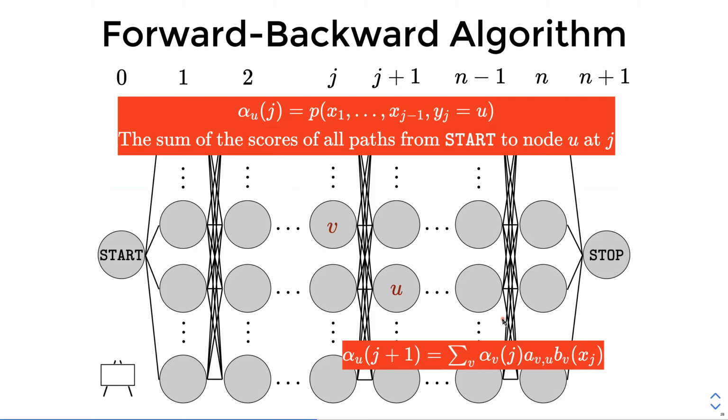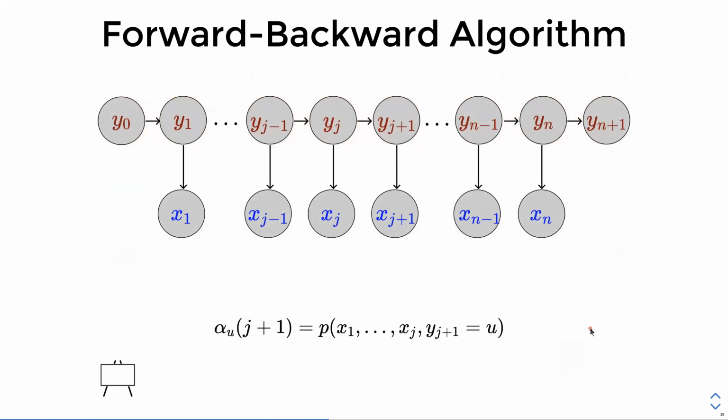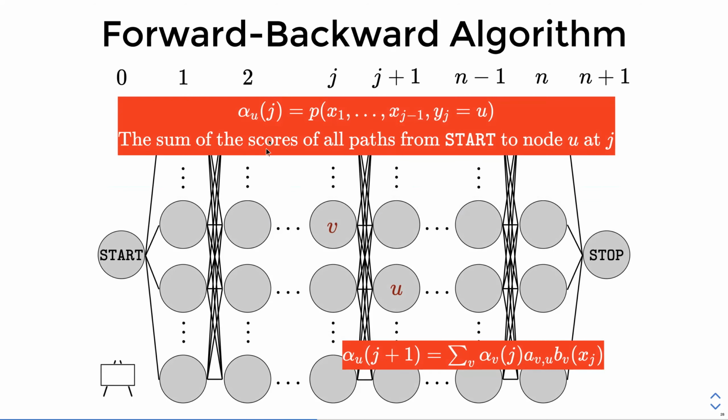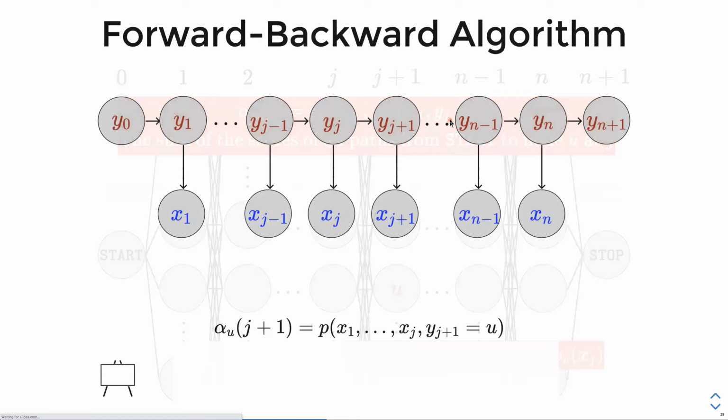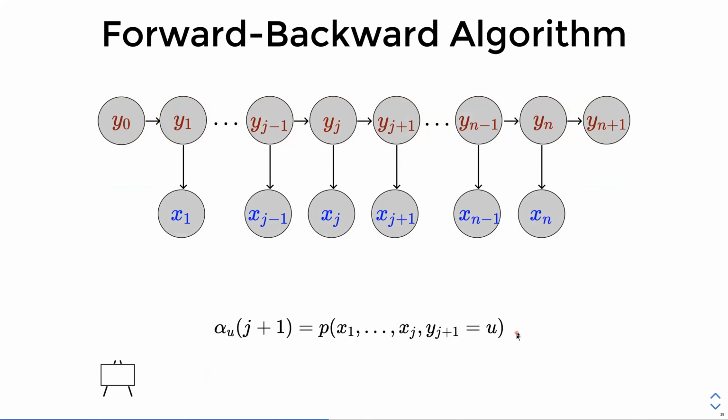So you may ask, why is this correct? First, we can do a small derivation. Let's look at the definition of alpha. Based on the definition of alpha, the original definition is here, but I'm talking about alpha u_{j+1}. I need to replace j with j plus 1. So here I have x_j and here is y_{j+1}. So this is exactly what's happening here.